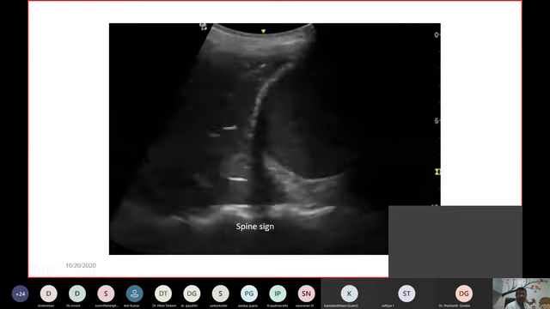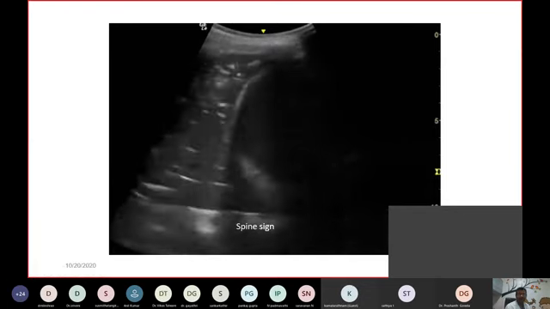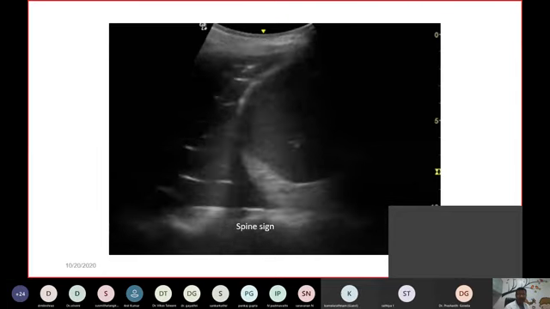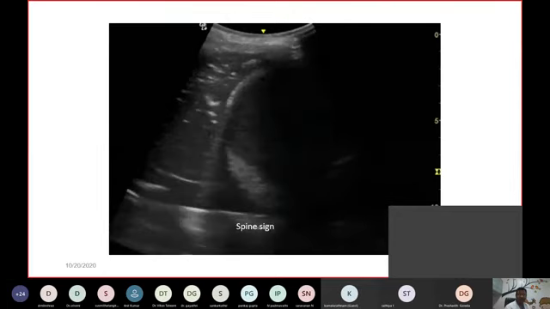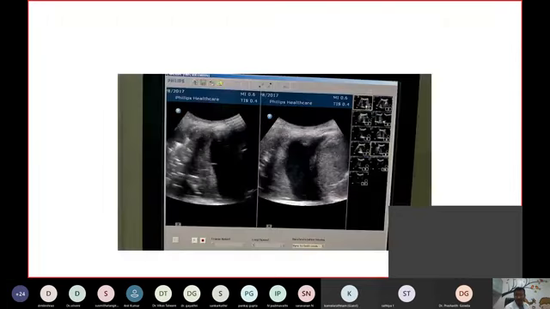So effusion is very easy: anechoic space, and you can see the sinusoid movements on M mode. Again, now this is a video of one of our patients. It's not a pediatric patient, it's a 2-year patient who had empyema of the left lower lobe. You can see the video.